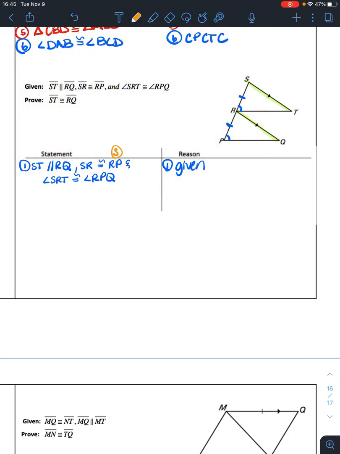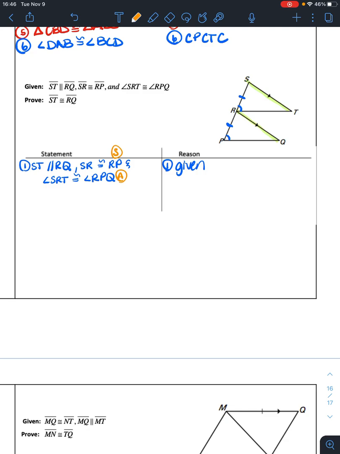Now, remember that I have a side congruent to a side. I have an angle congruent to an angle, so I need something else. I either need another side or I need another angle. There's no reflexive property, so there's no way for me to get another side. So that means that I need to get another angle. Well, that's what that ST is parallel to RQ is going to be beneficial for.